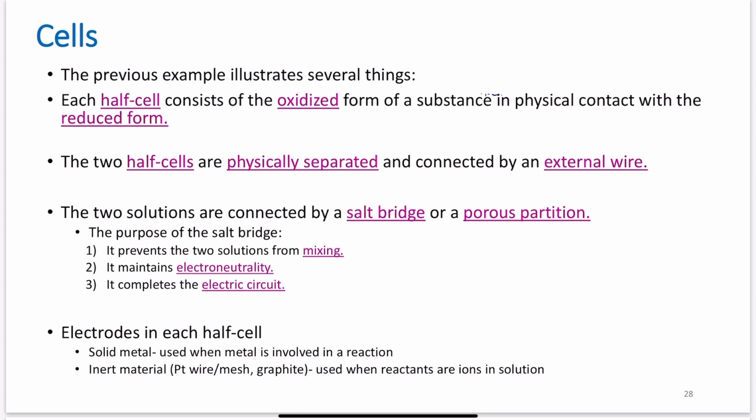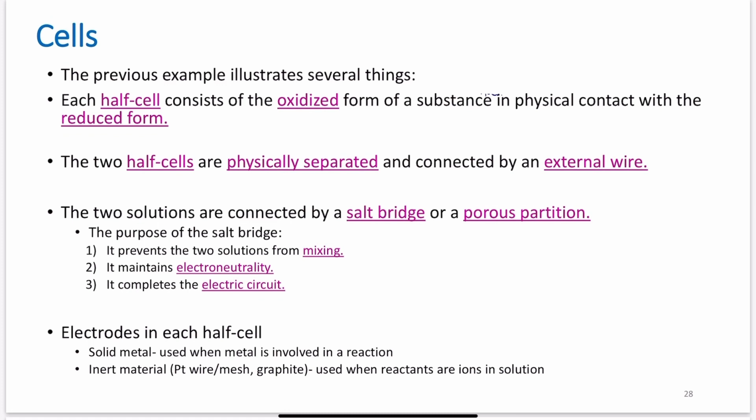The electrodes are in each half cell as well. So the electrode was that solid metal piece I was talking about for zinc and copper. It's a solid metal when the metal is involved in a reaction. So like in the examples we used, it was zinc or copper. If I am oxidizing zinc metal or reducing copper to copper metal, I'm going to use the metal that's actually involved in the reaction.